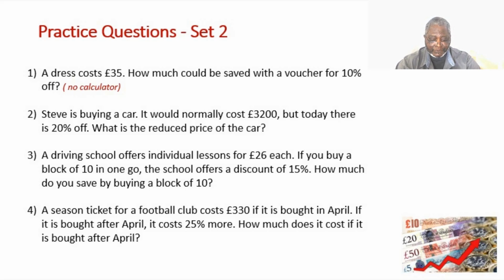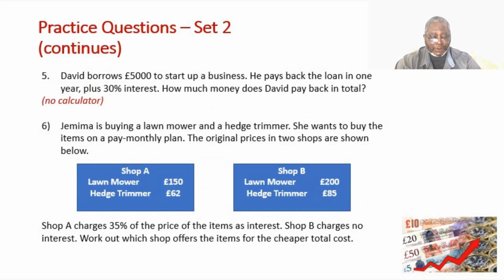A season ticket for a football club costs £330 if it is bought in April. If it is bought after April, it costs 25% more. How much does it cost if it is bought after April? That 25% more is the interest element. You have to find out what that 25% will be, and then you add it on to the £330 for your season ticket.